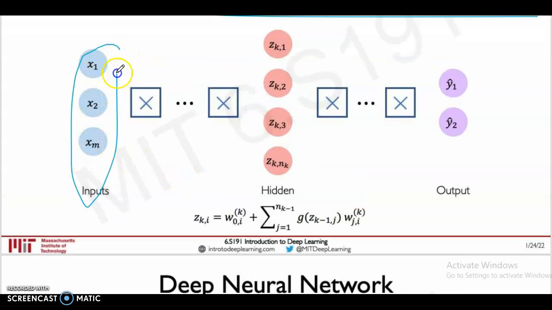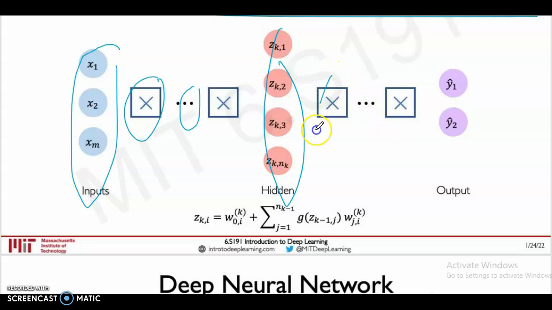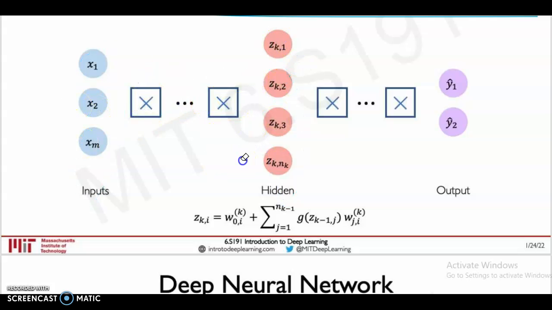Inputs, multiplication, then Z hidden, then hidden multiplication, hidden output.